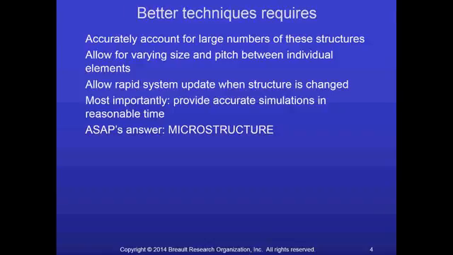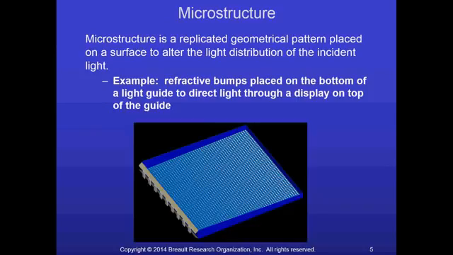And what ASAP has introduced in an attempt to provide you with this capability is a technique that we call MICROSTRUCTURE. And of course, it's capitalized, so MICROSTRUCTURE is the command as well as the descriptor. So let's talk a little bit about microstructure in ASAP. What microstructure is fundamentally is a replicated geometrical pattern that will be positioned on a surface with an appropriate distribution so that it alters the light distribution that's incident on that surface.